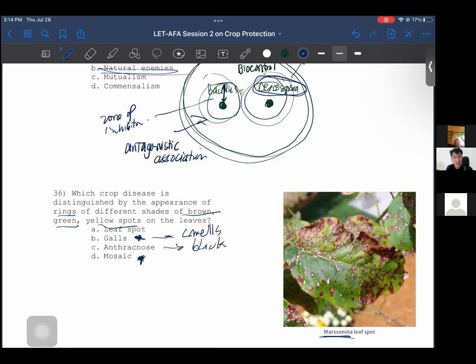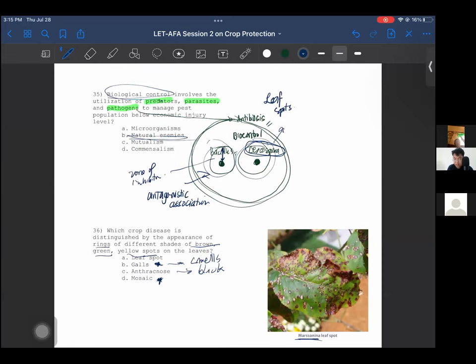Again, let me repeat what I said earlier: the best thing you can do to have at least a glimpse of every disease is to look at pictures like this one. So when you see the pictures, this is what leaf spot looks like, this is what blight looks like, this is what blast and gall look like. When you are asked in words, you can easily describe it. What is this? It has brown, green, and yellow spots. It's leaf spot. So, that is one thing that you can do.